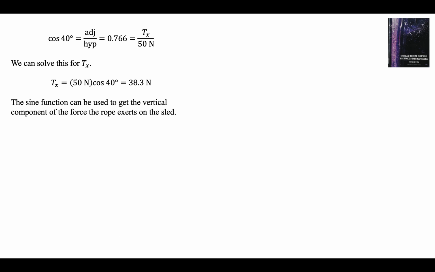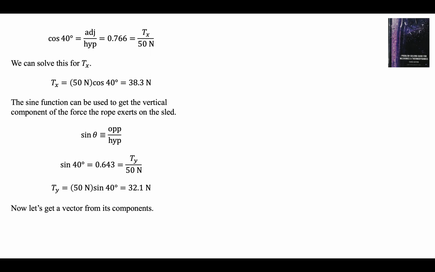The sine function can be used to get the vertical component because the sine is the opposite over the hypotenuse. If you have a 40-degree angle, the sine of the opposite side is 64.3% of the hypotenuse, 32.1 newtons in this case. That's how to get the components of a vector.